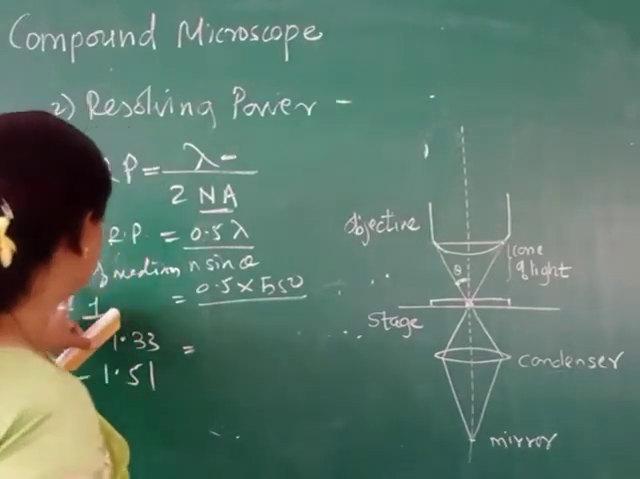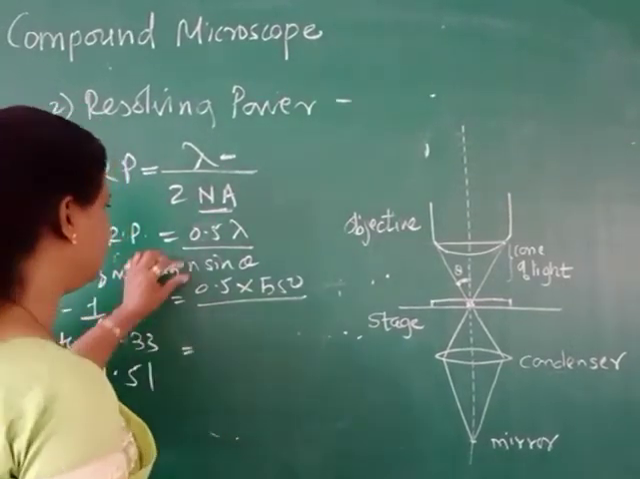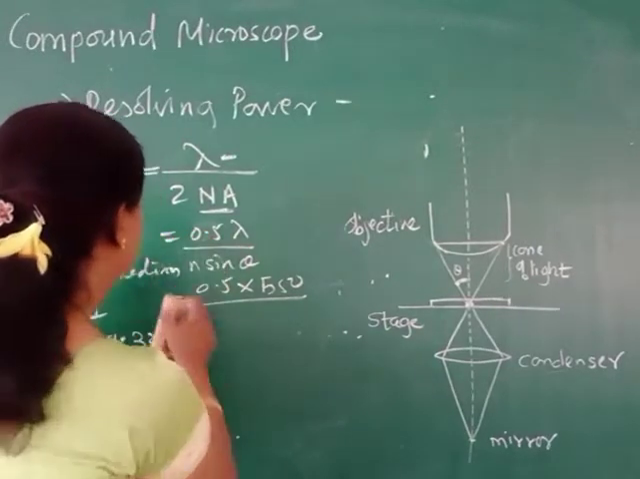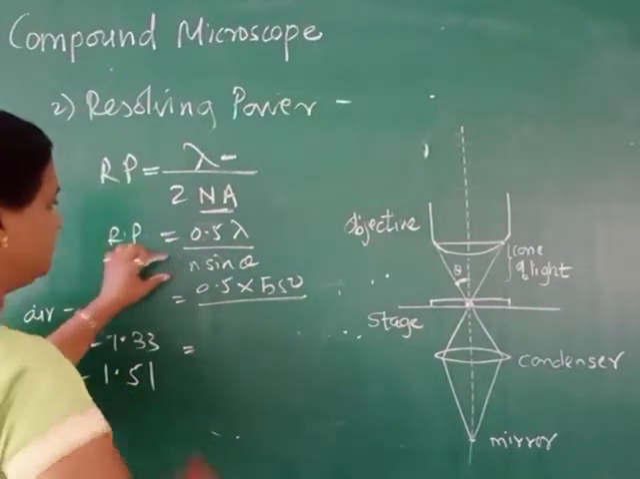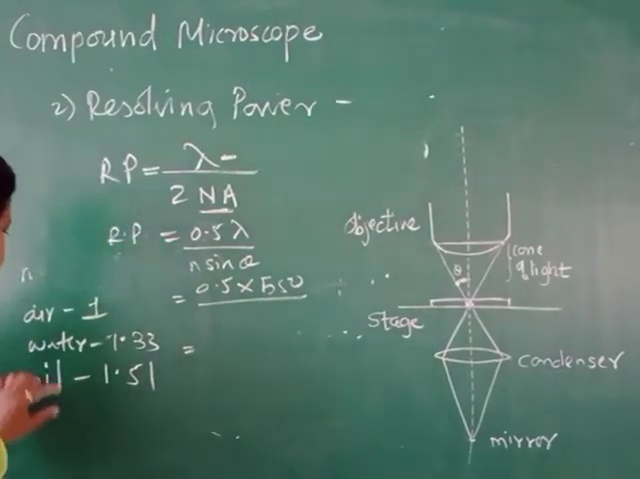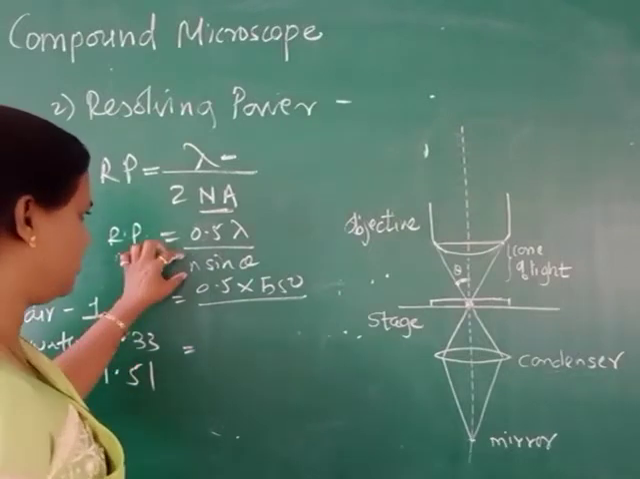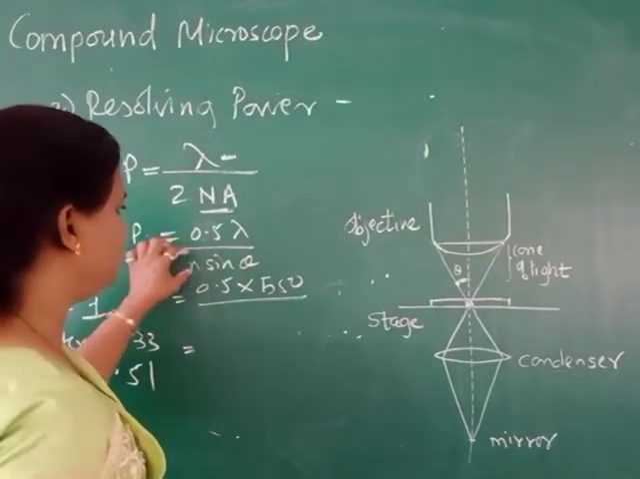So the only thing we can increase is the value of this refractive index. To increase the value of this denominator, one possibility is to increase the refractive index. If we compare the refractive indices, oil has the greater refractive index. So one can use oil to increase the value of this denominator.